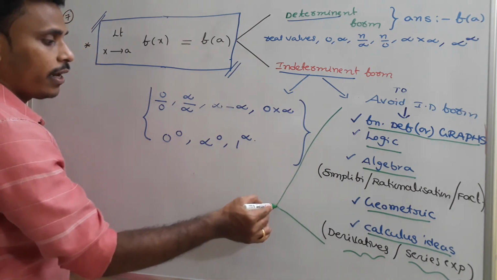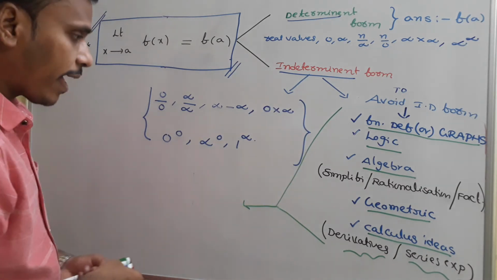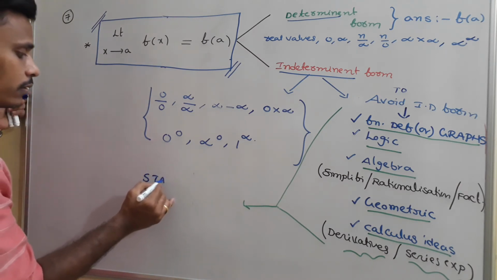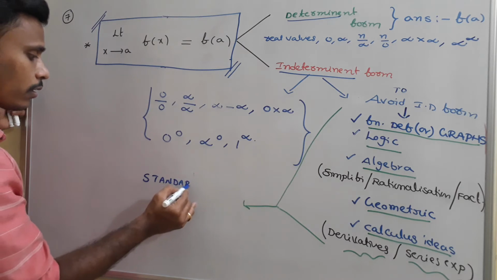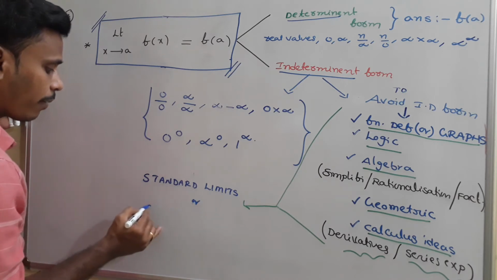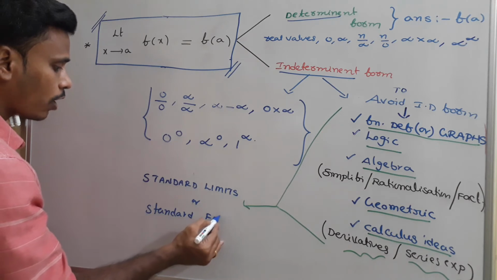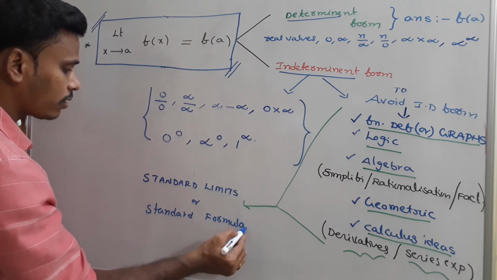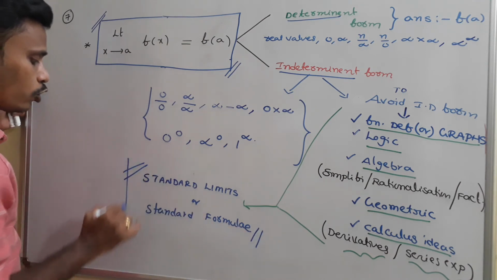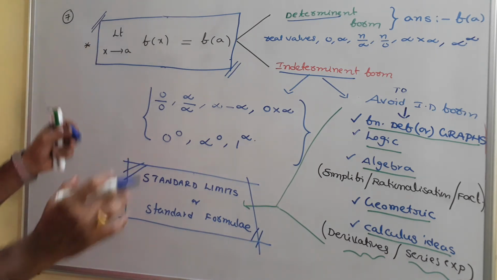Okay, and at the end, there are different methods to avoid indeterminate forms. With the help of these methods, we will generate some standard limits, or we may call them standard formulas, to solve the problems. Using our algebraic, geometric and graphical skills, we will generate some standard limits and we call them standard formulas. Using these standard formulas, easily we will solve many problems. At the end, this is the picture.